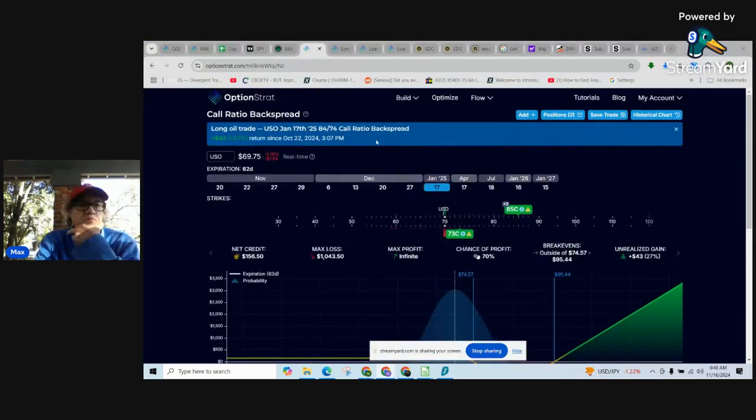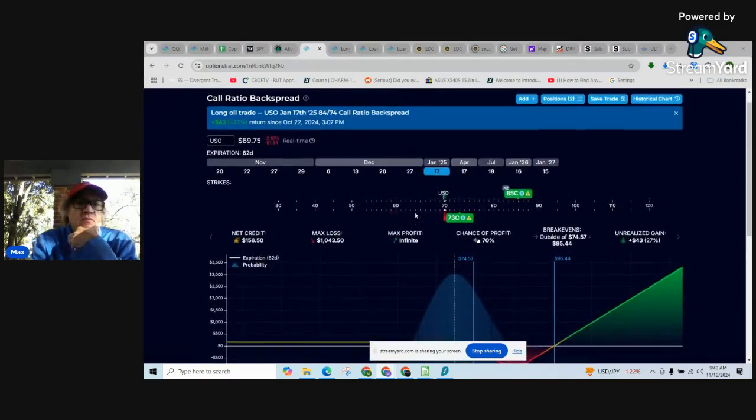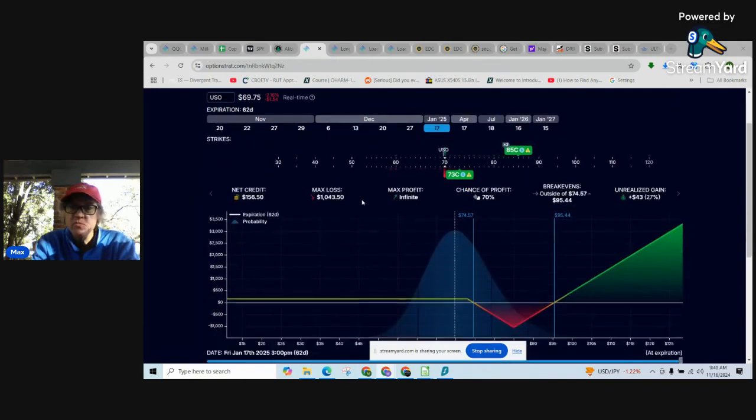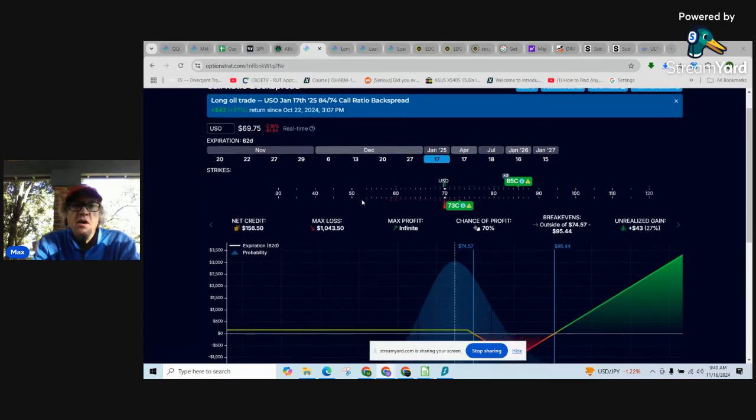Okay, so first we're going to talk about what's called a call ratio back spread. Hedgers love this one. Hedgers love this strategy.